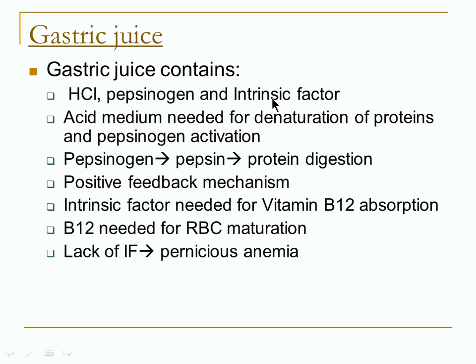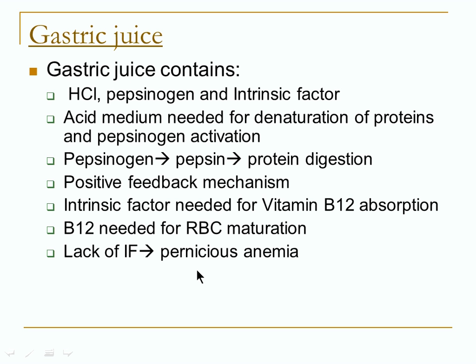Intrinsic factor is really important. In fact, the most important function of the stomach is to produce intrinsic factor. Intrinsic factor is needed for the absorption of vitamin B12. So when you take vitamins orally, B12 can only be absorbed in the presence of intrinsic factor. Why is B12 important? It's needed for red blood cell maturation. If intrinsic factor is not present, B12 will not be absorbed. It will lead to a condition known as pernicious anemia.